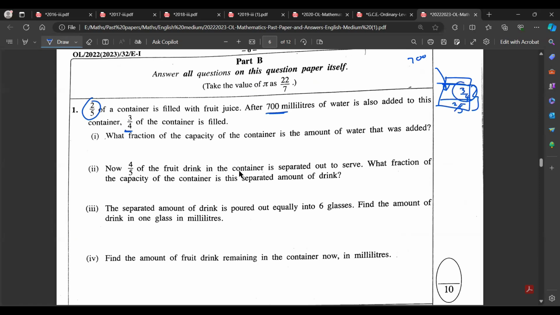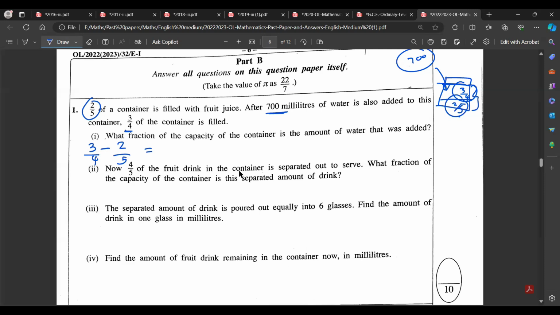So the difference of these two should be 700. The difference is the last one minus the one in the beginning. The adding part is 700. Now they ask you what is the fraction? The difference of this should be the fraction. At last there is 3 over 4, in the beginning 2 over 5. The added part should be the difference.